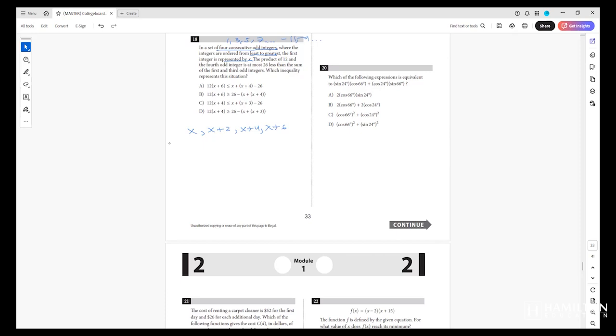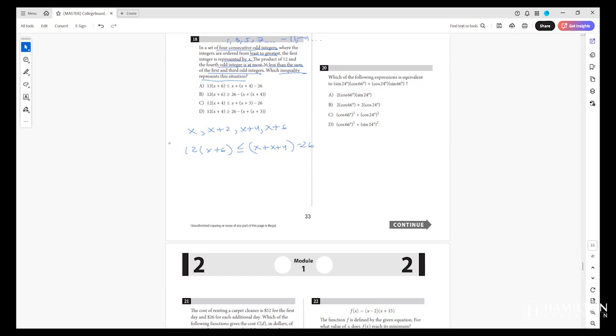The product of 12 and the fourth odd integer is at most. So again, there's a lot of words there. The product, which means multiplication. So 12 times x plus 6, which is the fourth term, is at most. So that means it is less than or equal to 26 less than the sum. So that's tricky wording though. So 26 less than is not 26 minus the sum. It's actually the sum minus 26. So the first and the third, so it's going to be x plus x plus 4. I'm going to put that in parentheses just because it's the sum of that, and then minus the 26.